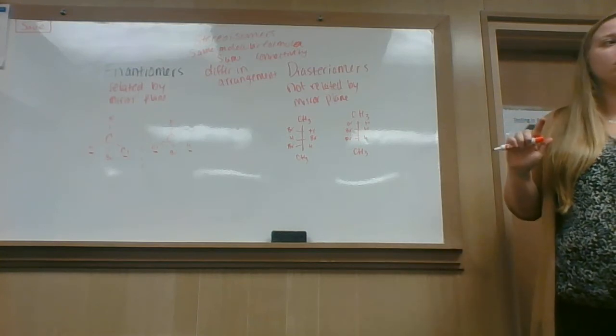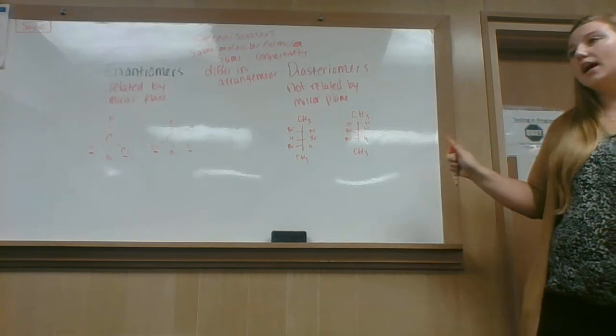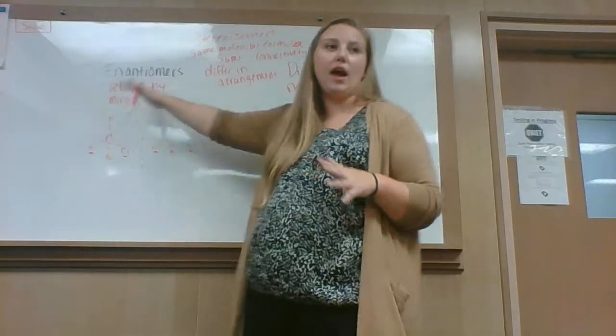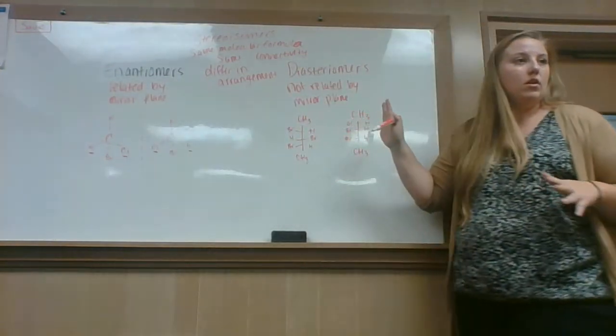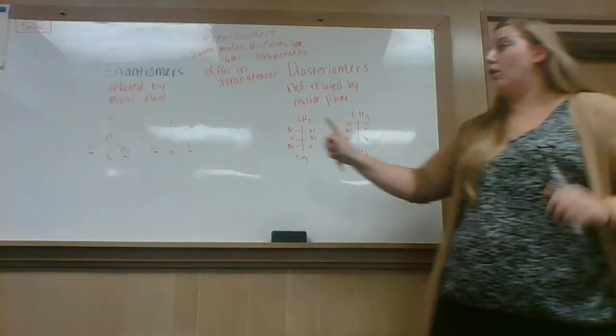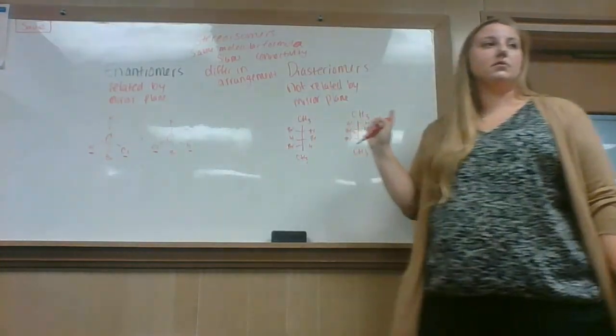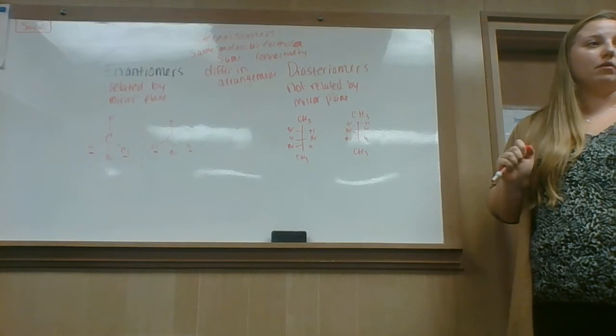Does that help? And they're achiral? So diastereomers can be chiral or achiral. Unlike enantiomers, which are always chiral, it just depends. They can't be superimposable. Enantiomers are always chiral? Always chiral. Diastereomers can be chiral or achiral.